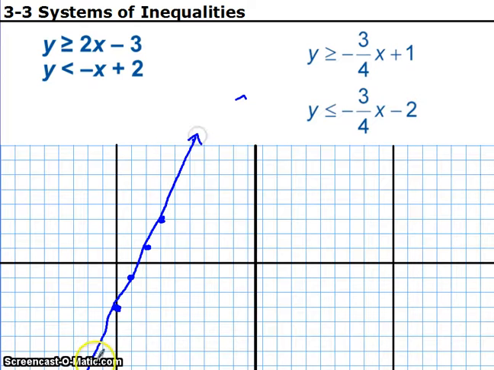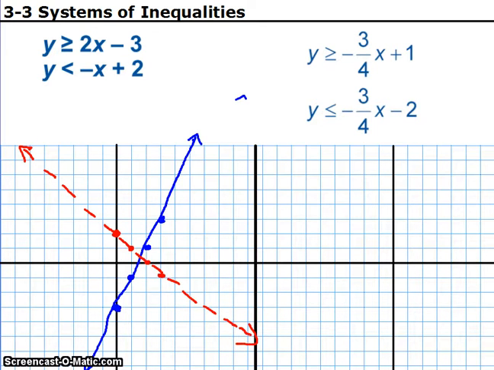A little curvy, but that'll do. All right, and then this one we have a +2 and then -1 over 1. All right, and this is not an equal to, so this one's going to be a dotted line through those points.